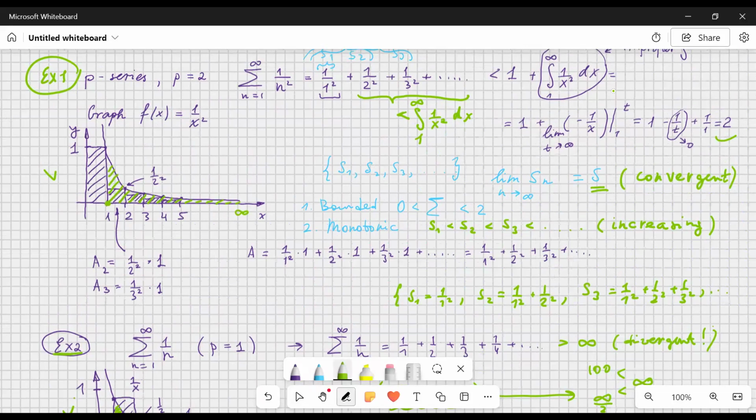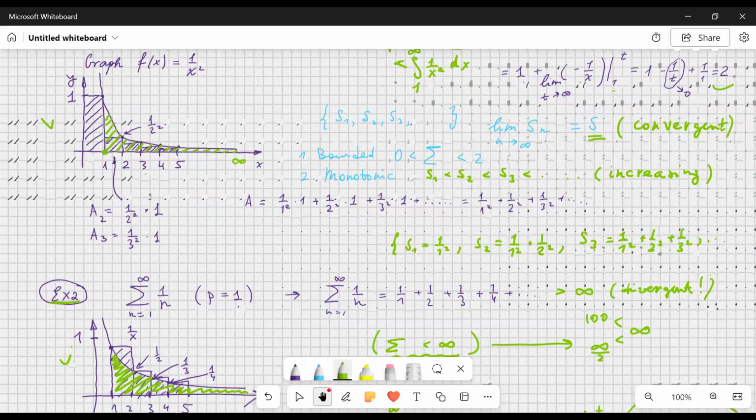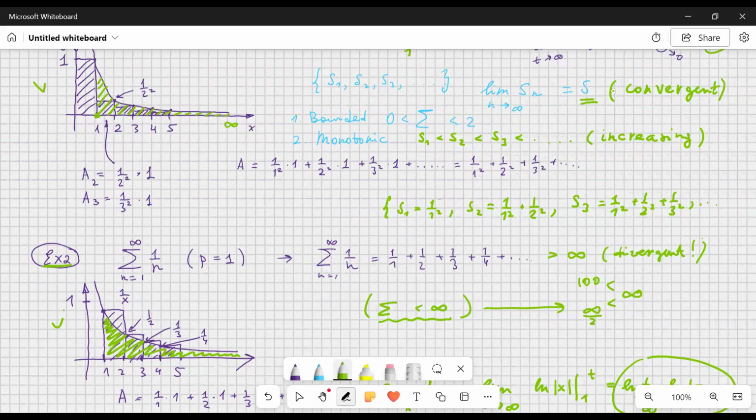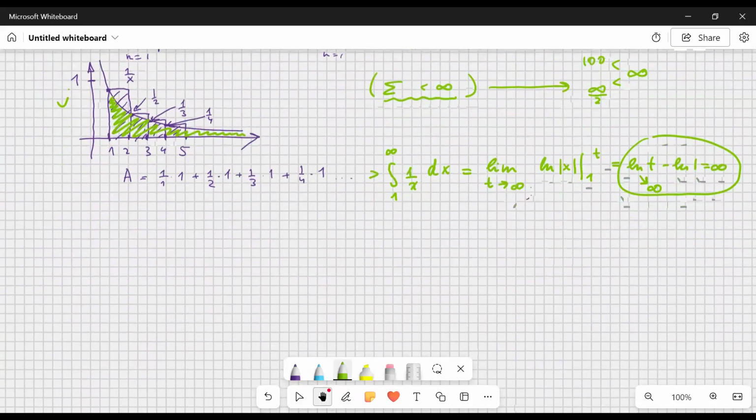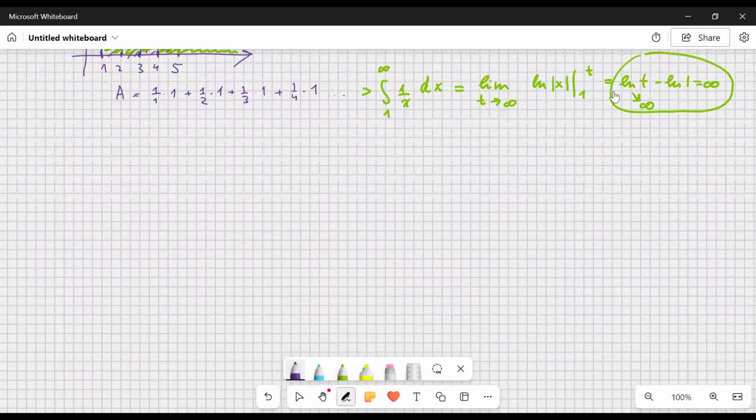So basically, no one is really building rectangles. People just compare: is the integral of a function similar to my series convergent or divergent? If it's convergent, then for the series you can always build rectangles backward and it's going to be convergent. If it's divergent, you can always build rectangles forward and show that it's divergent. Interesting theorem, right? We can summarize this theorem into the so-called integral test. Let me write it down. Integral test.